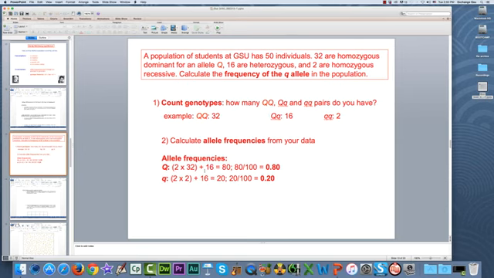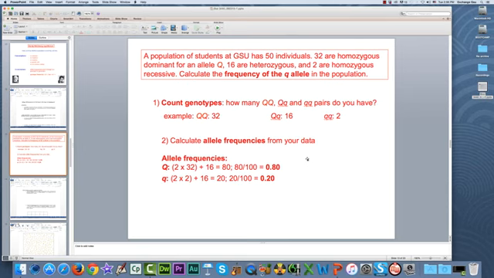If we do the math here, we end up with 2 times 32 is 64, plus 16 gives us 80 total big Q alleles. There's 100 alleles in the population. How do I know that? There's 50 individuals. They're diploid because they're students at Georgia State. So we have 100 total alleles in our population. 80 divided by 100 gives us a frequency of 0.8.